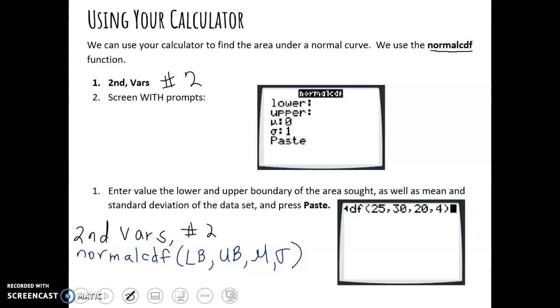Okay. If you have the prompts, you will put those same numbers in. You don't worry about the commas. You'll hit paste, and then it will look like the screens that people have that don't have the prompts, and then everybody will hit enter. And then it will give you a number between 0 and 1, and that number represents the area within those boundaries, which also represents the proportion of the population within those boundaries and the probability that an individual chosen would be within those boundaries. So that finds all three things all at the same time.